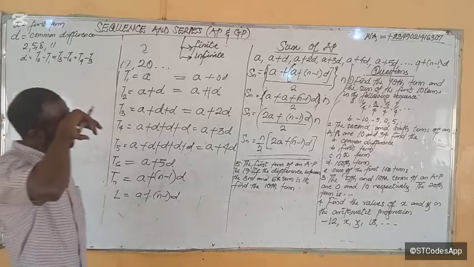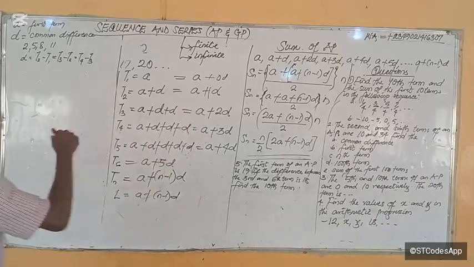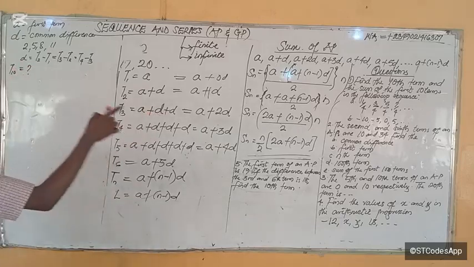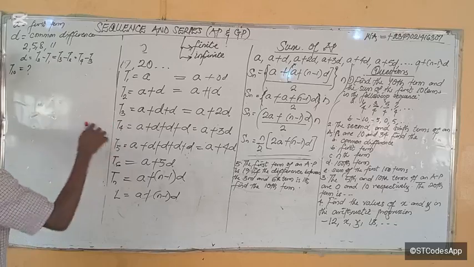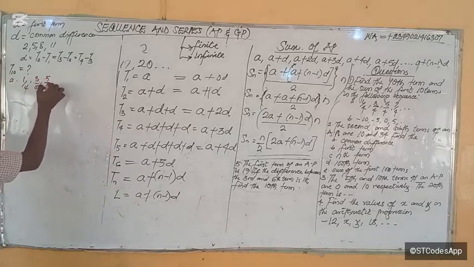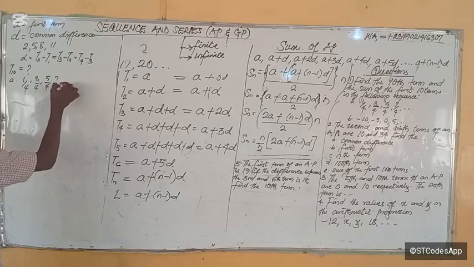Now let's solve that question. Find the 10th term and the sum of the first 10 terms. So the 10th term is T10, and that's what we're looking for. Let's leave the sum first. The sequence given to us is 1 over 4, 3 over 4, 5 over 4, 7 over 4.